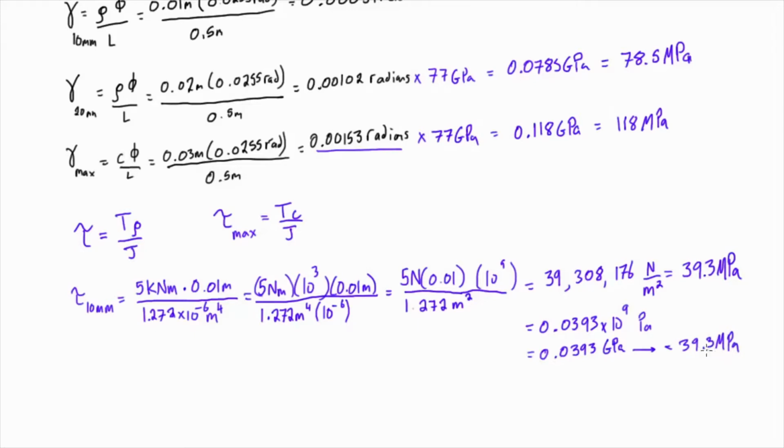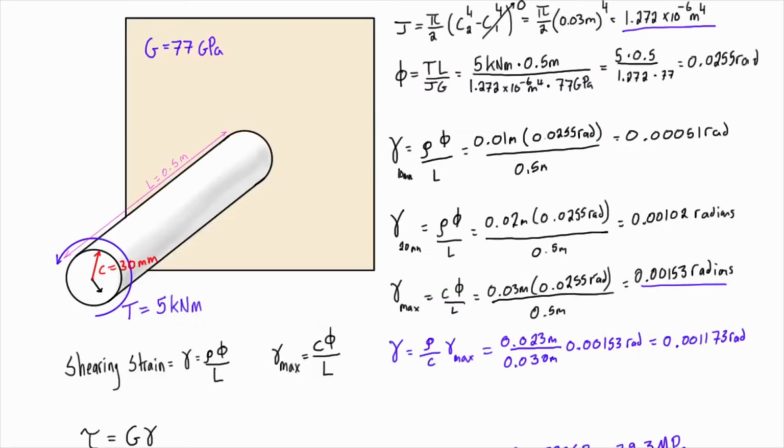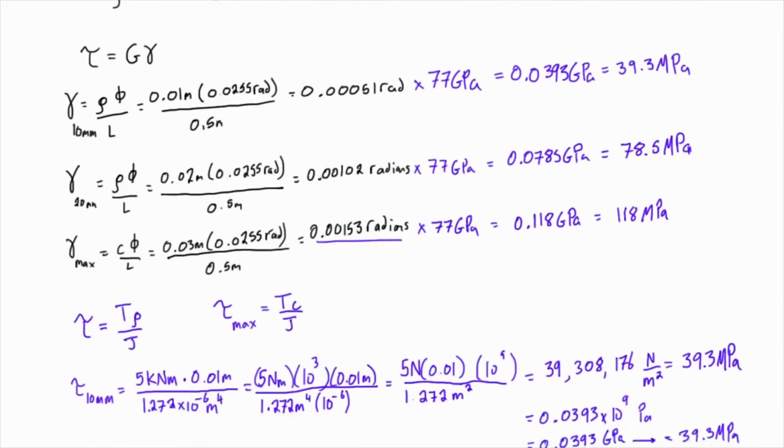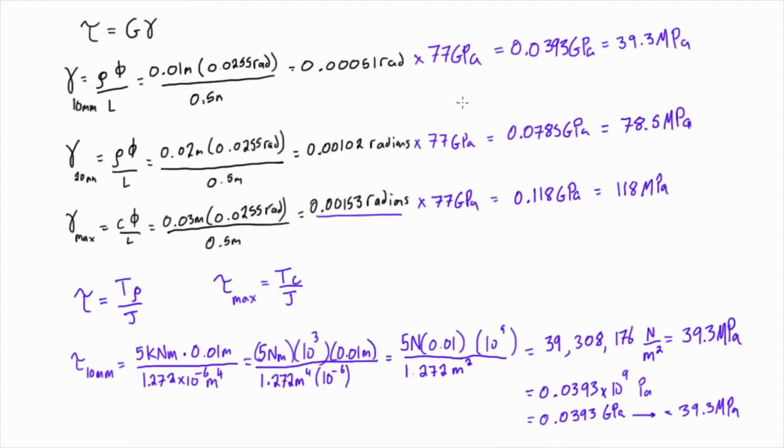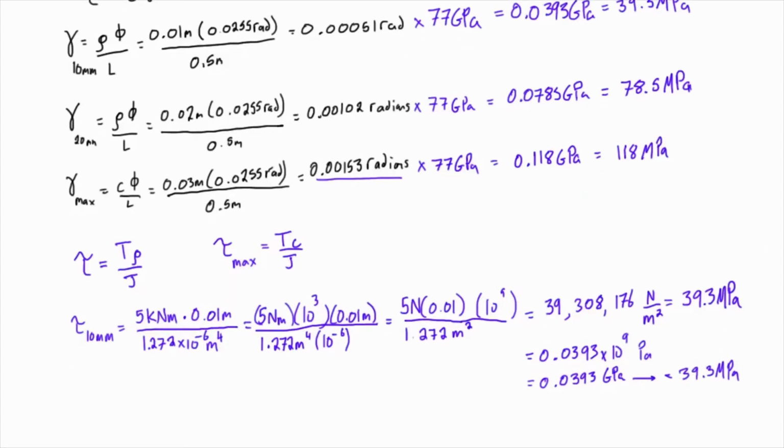megapascals. And let's compare this to what we said we got up here. Where were we? So when we just multiplied our shearing strain by the modulus of rigidity, we got 39.3 megapascals. And when we used our elastic torsion formula, we also get 39.3 megapascals. So that's pretty cool. That's a good check.